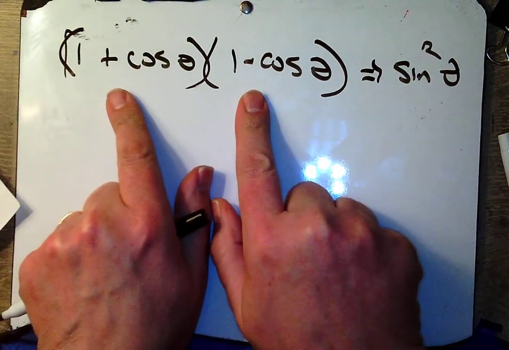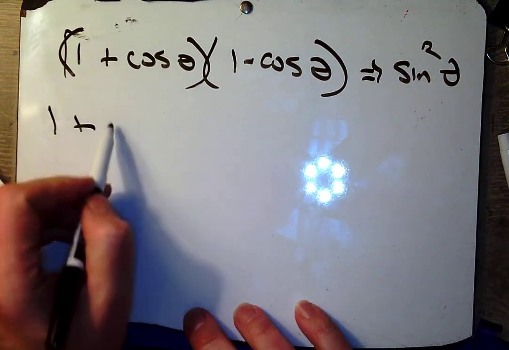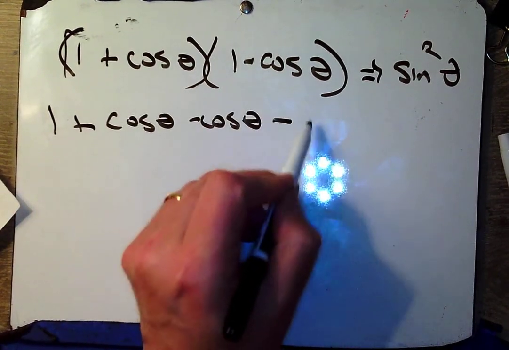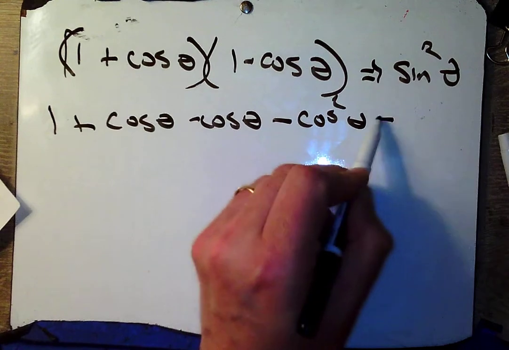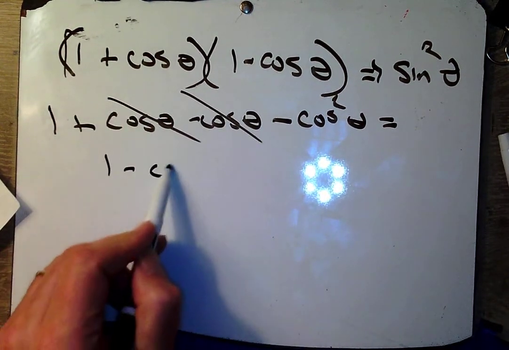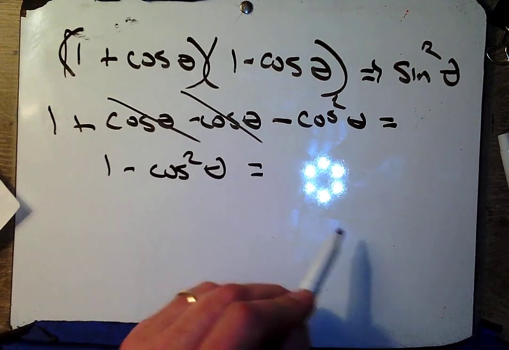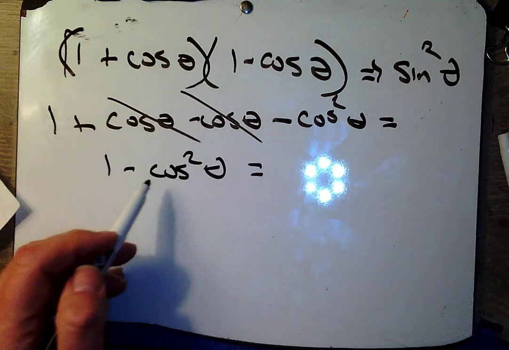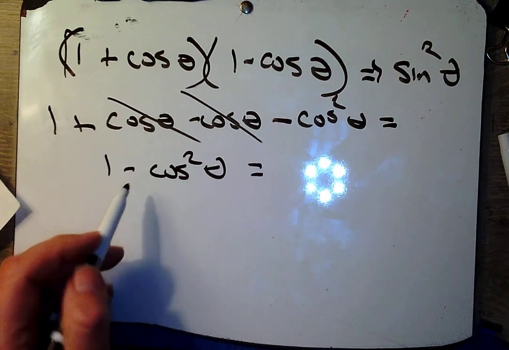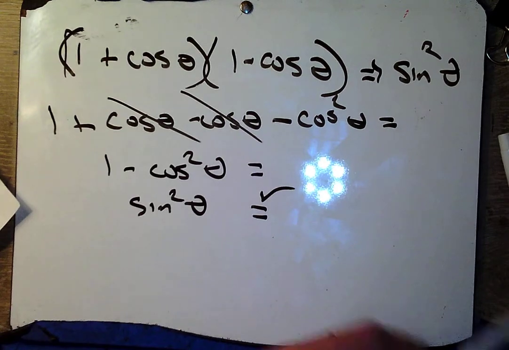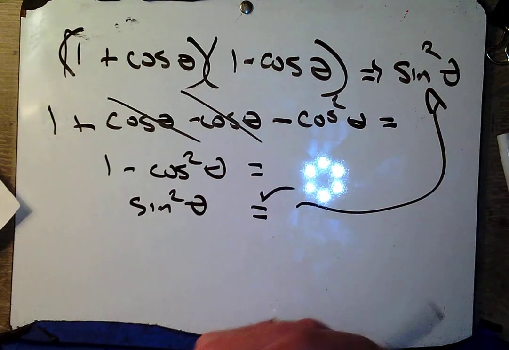In fact, it's a difference of squares. 1 plus cosine theta minus cosine theta minus cosine squared theta. These middle terms are opposites, so they cancel. Ooh, 1 minus cosine squared. What's that? That's right. That's one of those rewritten Pythagorean identities. That one is sine squared. And then we're done, because that's what we were trying to make. Okay?